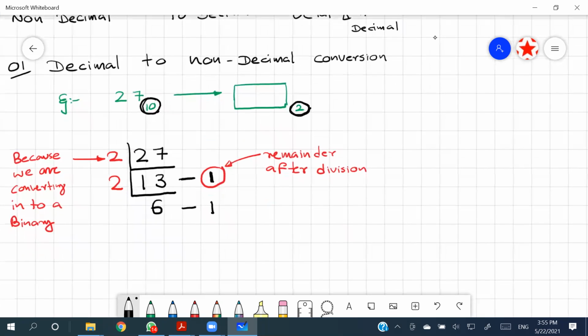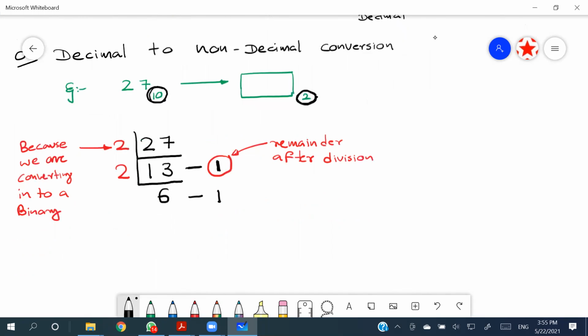So 13 is not less than 2, so we divide it again by 2. The reason is we are converting the decimal value into binary. Dividing by 2, the answer is 6, and again 1 is remaining. 6 is not less than 2, so we divide by 2 again, giving the answer 3. This time nothing is remaining, but you can't omit the remainder value. You have to show it as 0. You can't forget the 0.